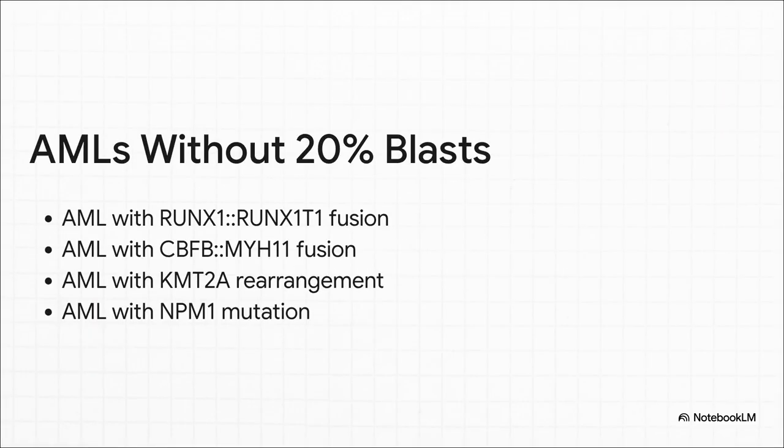So what does this mean for you day to day? It's simple. If your molecular lab calls you up and says they've found a key genetic alteration, like a RUNX1 fusion, a KMT2A rearrangement, or an NPM1 mutation, you diagnose AML, period. It does not matter if the blast count is 5% or 15%. This is a huge practice-changing update that just hammers home this new genetics-first approach.